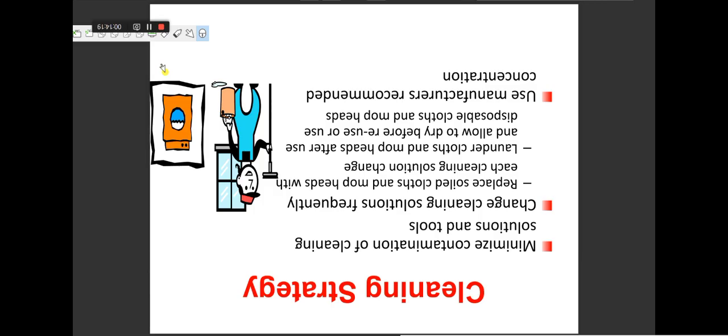So what is the cleaning strategy, like how are we cleaning? To minimize the contamination of cleaning solutions and tools, as we will have some chemical cleaning solutions and tools, right, change the cleaning solution frequently. It is not that if we use it today, we can use it tomorrow. We should always change it. If you have cleaned a floor with this cleaning solution, then you should change it for the next one, right?